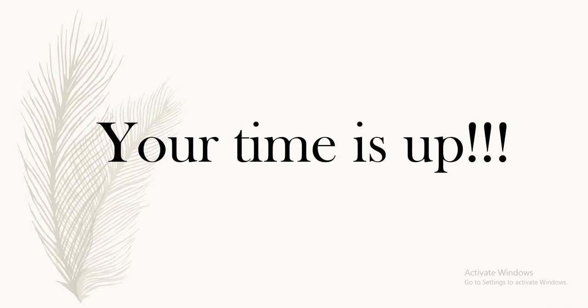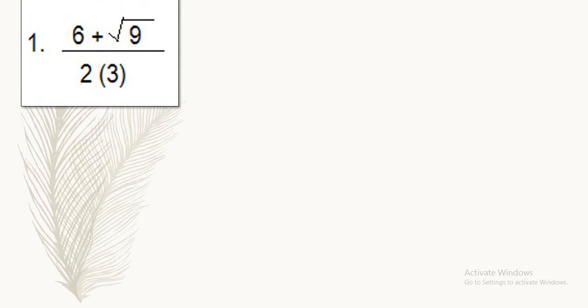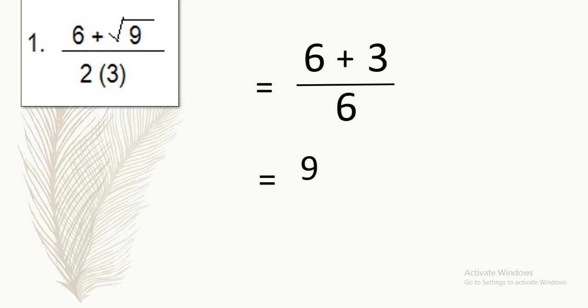Your time is up. So let us discuss example number 1. 6 plus the square root of 9 all over 2 multiplied by 3. So 6 plus the square root of 9, which is 3, all over 2 multiplied by 3, which is 6. Then simplify the numerator. 6 plus 3 is 9 all over 6. Then simplify 9 over 6. We have 3 over 2.